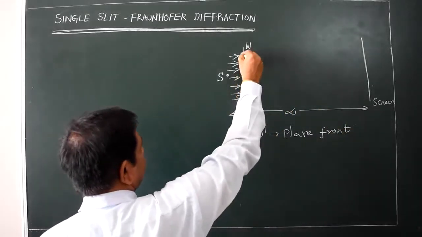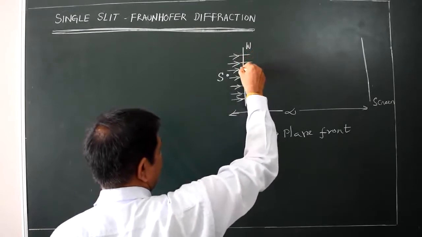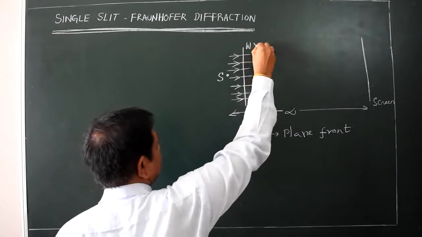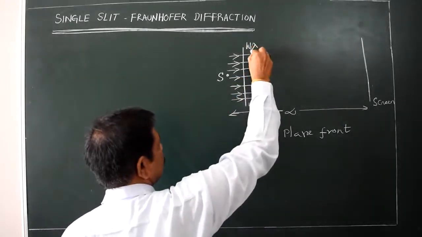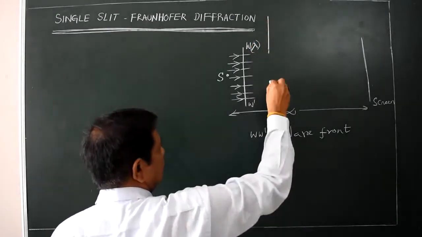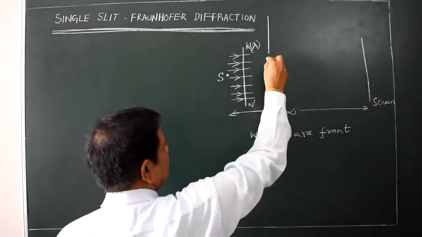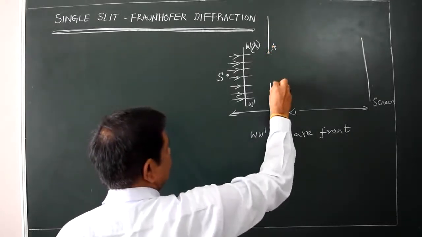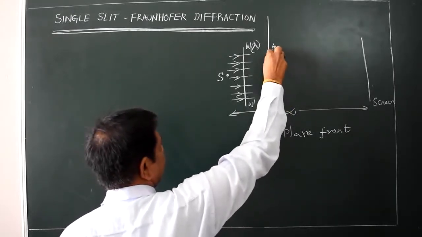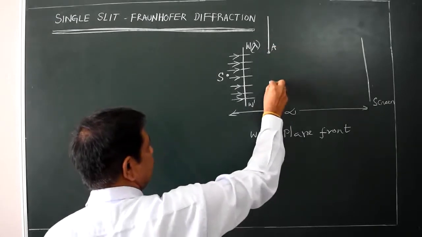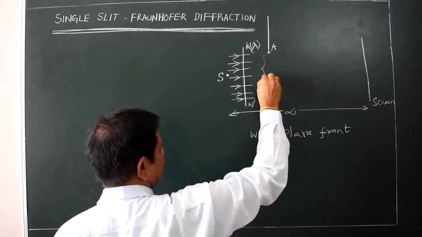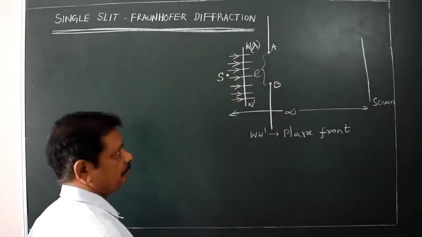And the light from the source, like a plane wave front, has a wavelength of lambda, and is now allowed to pass through a slit arrangement where it has a single slit AB. So AB is a single slit. This is the edge point of the slit A, and this is the edge point of the slit B. Let the width of the slit be E.